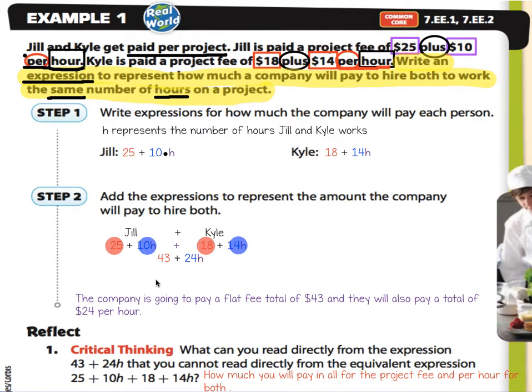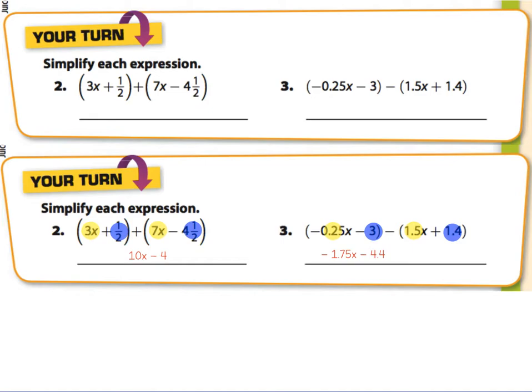So the company can determine right off the bat that they're going to pay a total of $43 no matter what, and they also know that every hour they're going to be paying out $24. All right, so if they're just looking for the total amount that they're going to pay, this single expression is helpful. If they're trying to split it up per person, then that's when we want the individual expressions. All right, but we can combine expressions, and that's what we're working with mostly today.